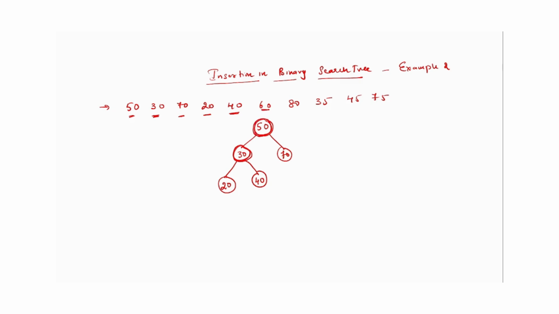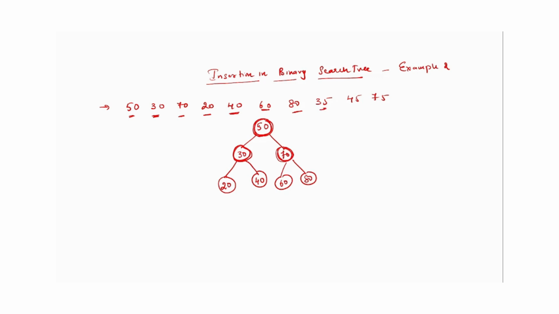Traverse from the root node. 60 is greater than 50, come to the right. 60 is less than 70, insert 60. Now comes 80. Now traverse from the root node. 80 is greater than 50, come to the right. 80 is greater than 70, insert 80.